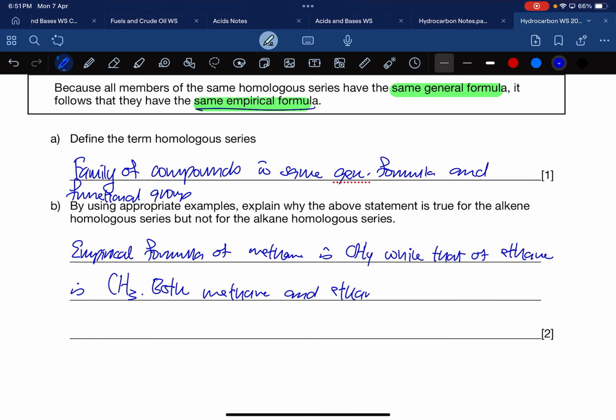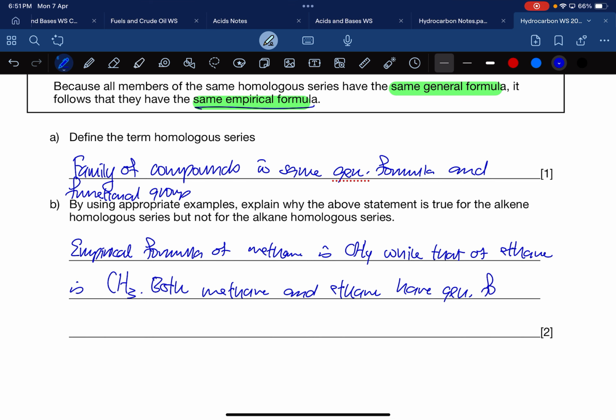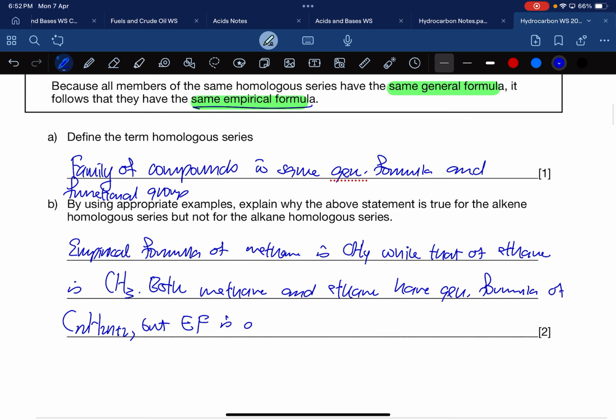So both methane and ethane, indeed they have the same general formula of CnH2n plus 2. But EF is different. This is 1 mark.